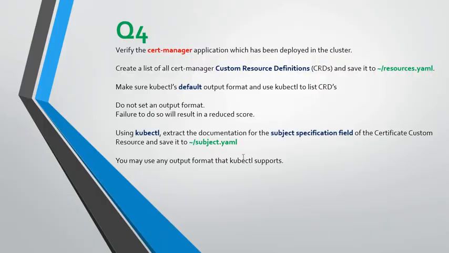The second part is: using kubectl, extract the documentation of the subject specification field of the certificate custom resource and save it to the file. You may use any output format, like YAML or JSON, any format you want. So you have to extract the values of the subject specification field.